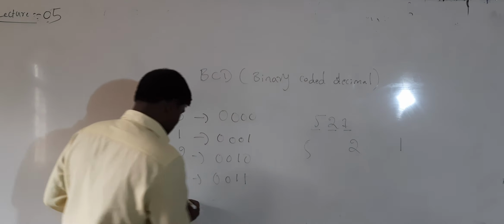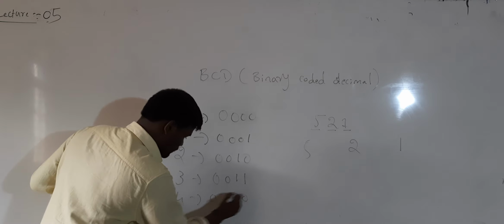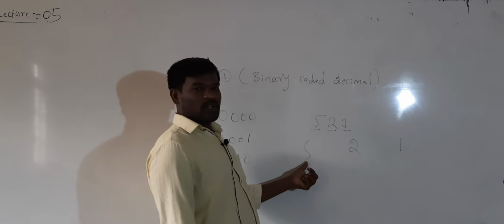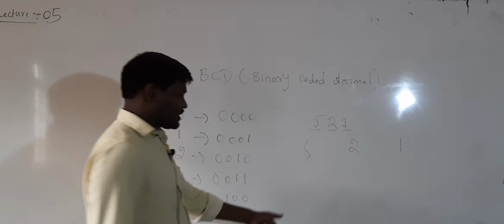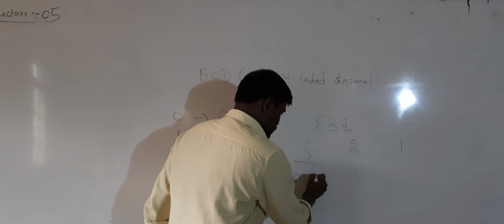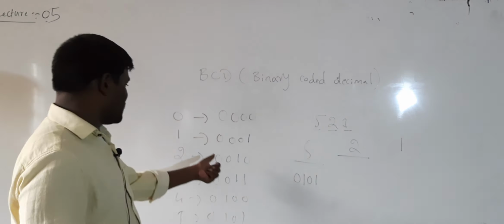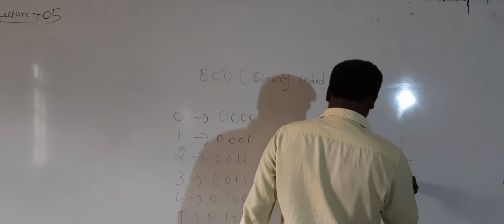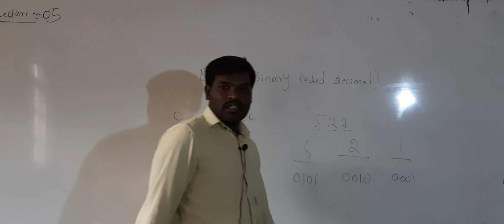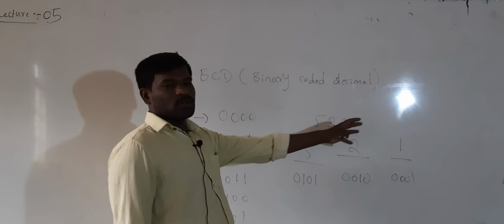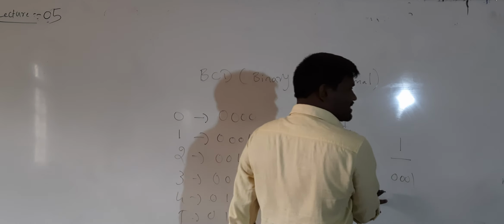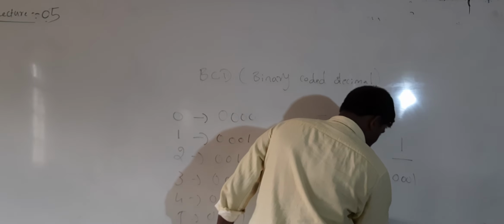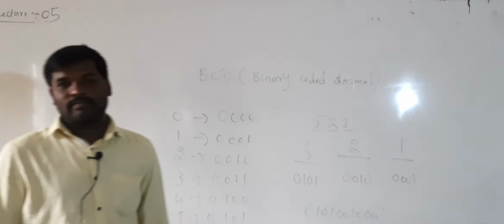So just I have to write 5 is 0 1 0 1. See here. So what is the BCD of 5? That is 0 1 0 1. The BCD of 2 is 0 0 1 0. BCD of 1 is 0 0 0 1. So finally the BCD of 521 is, you can combine all the values, that is 0 1 0 1 0 0 1 0 0 0 0 1. So this is the answer.